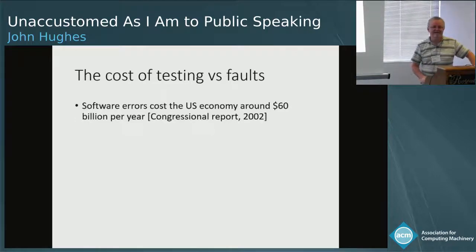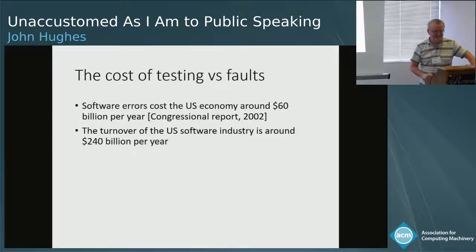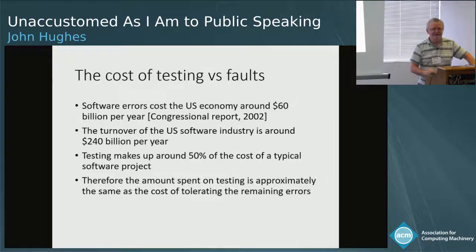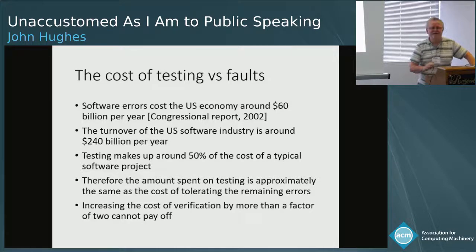Software errors cost the US economy $60 billion a year. The turnover of the industry is around $240 billion. Testing makes up 50% of the cost of a typical software project. Are you annoyed yet? It's infuriating, isn't it?